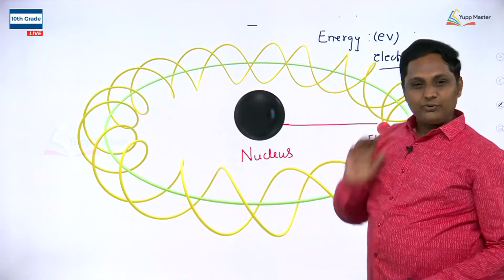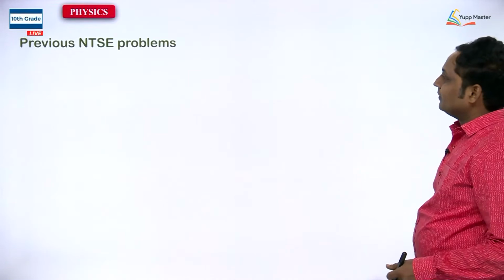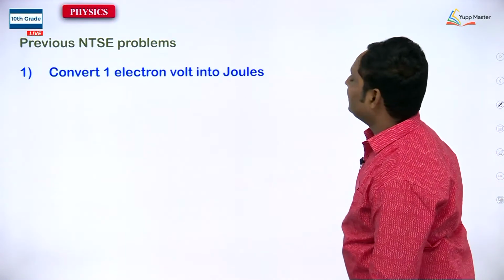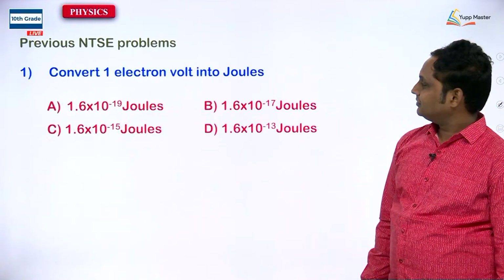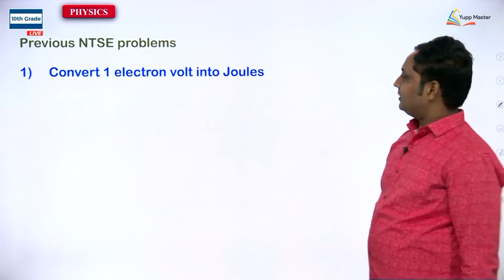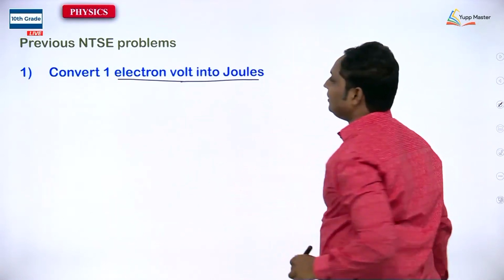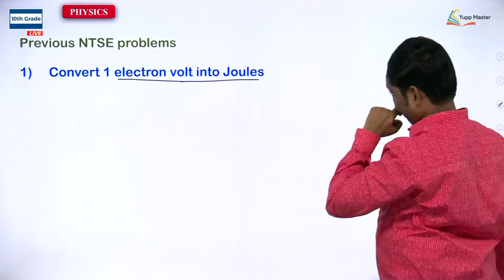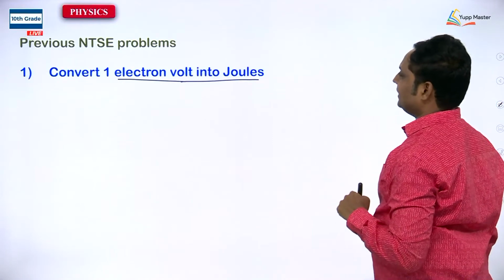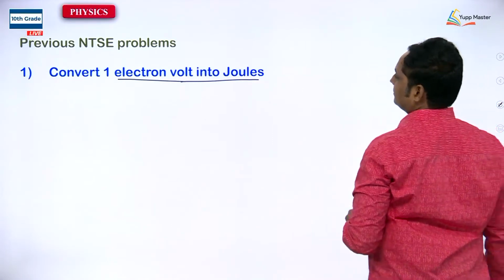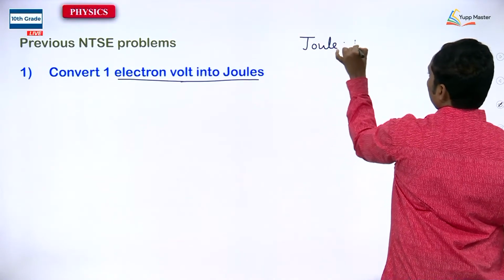So, when it is required to excite or de-excite, let us have the problem, a previous NTSE problem: convert 1 electron volt into joules. This is the question. Now, the joule is the unit of energy.